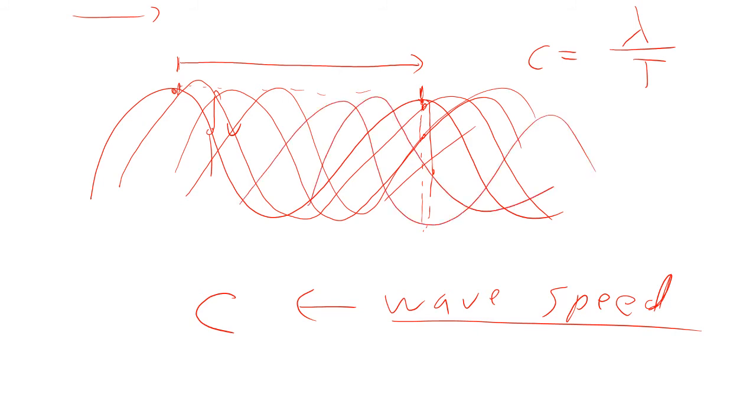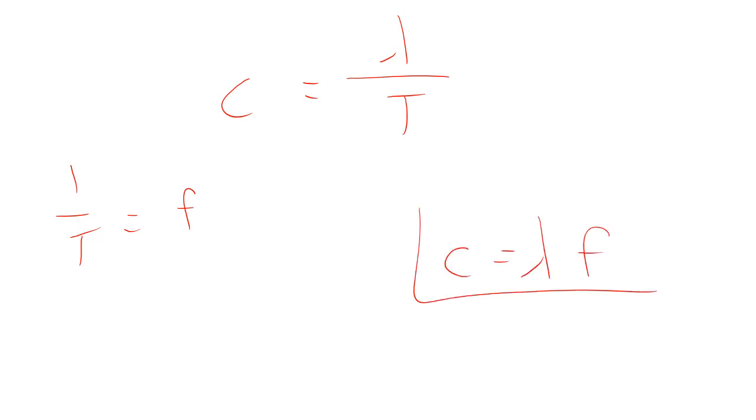Okay, and then it starts going back up again until it's back at the top. That's the period. So the wave speed is lambda over period. Well, we know that 1 over period is frequency, so we can say wave speed is wavelength times frequency. Now, notice this does not in any way, shape, or form be affected by whatever it's waving.